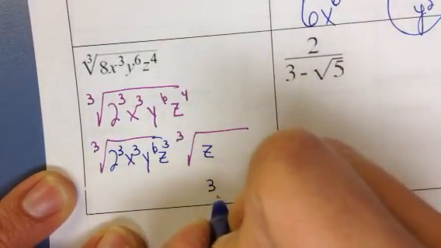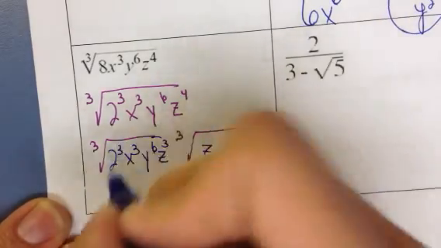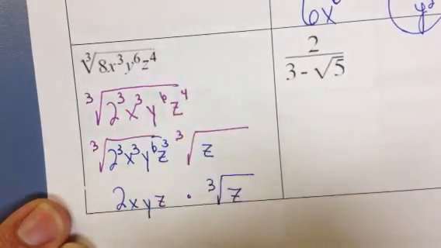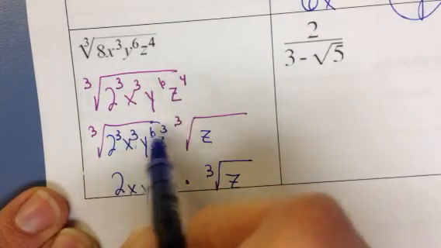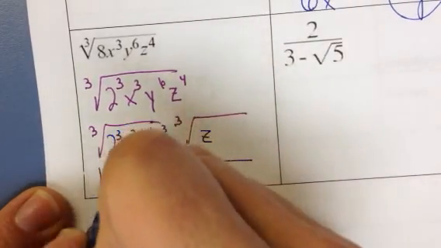So this 1 z will stay in, and then the 2, the x, and the y, and the z will all come out, and they'll all have an exponent of 1. 3 goes into 3 one time, except for the 6. 3 goes into 6 2 times.